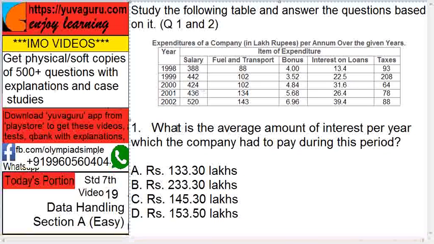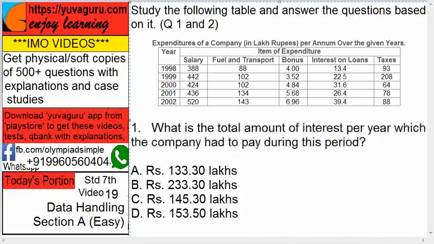What is the total amount of interest per year which the company had to pay during the period? Total amount of interest. Now where is interest? This. Add all this and you will get the answer. The answer is 133.30. You do the addition yourself.